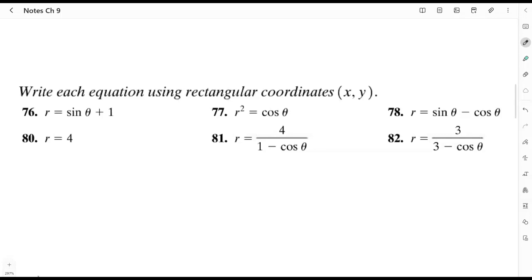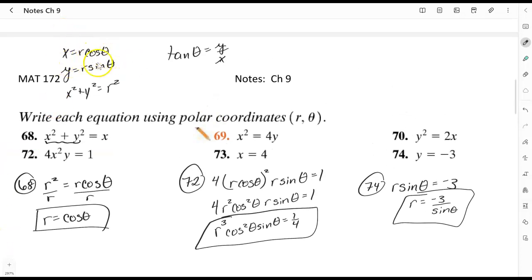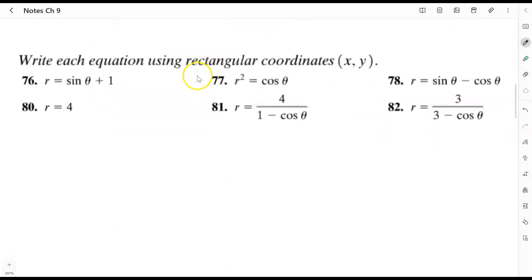So now let's go the other way. Let's say we have something that's written in polar and we want to write it in rectangular. And we're still going to use those same substitutions that we talked about earlier. X is equal to r cosine theta, y equals r sine theta, x squared plus y squared equals r squared, and the tangent of theta is equal to y over x. So those are the things we're going to keep in mind as we work through these.